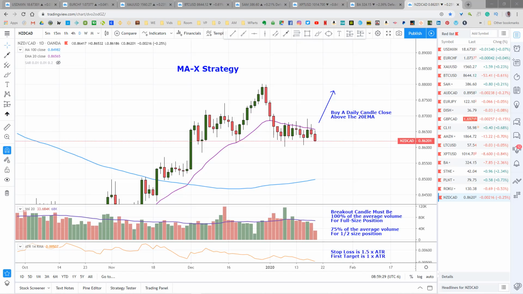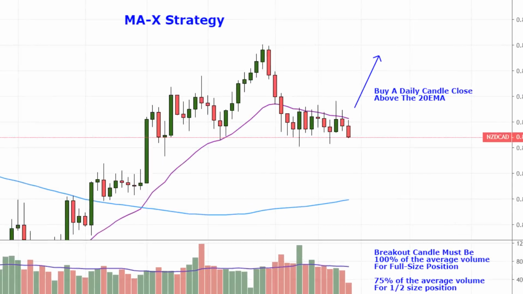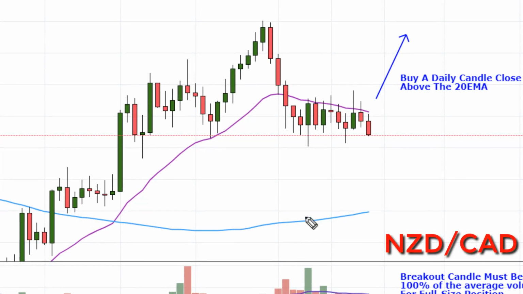Just to make sure everyone's up to speed, the MAX strategy consists of the 100 period simple moving average right here in blue and the 20 period exponential moving average up here in purple. What we do is, if the 20 EMA is above the 100 SMA, then we only take buys or longs. If the 20 EMA is below the 100 SMA, then we will only take sells or shorts.